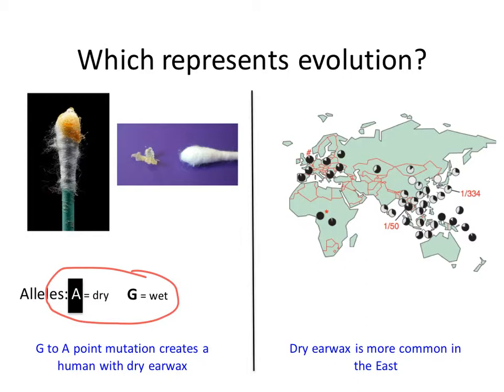Then we have this other fact from a published study that shows, so on the right here are pie charts that represent the frequencies of those two alleles. The A that produces dry earwax, that's the black part. So if you saw something like this, the black shading represents the A allele and the white shading represents the G allele. So you can look around the world and you can see in different populations around the world what's the likelihood that you have dry or wet earwax.